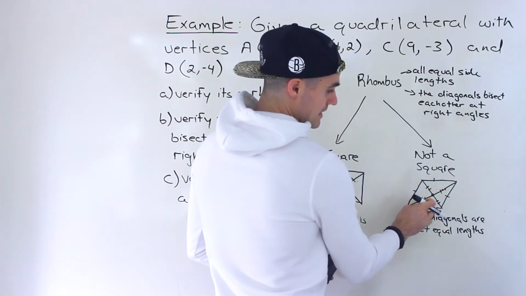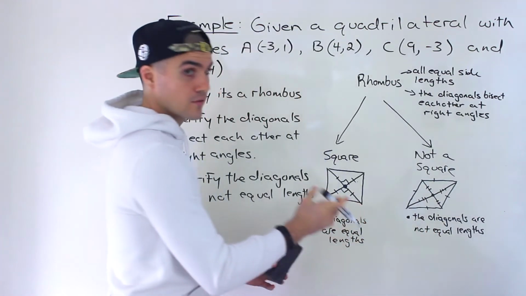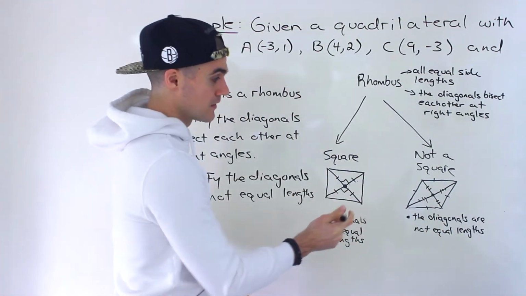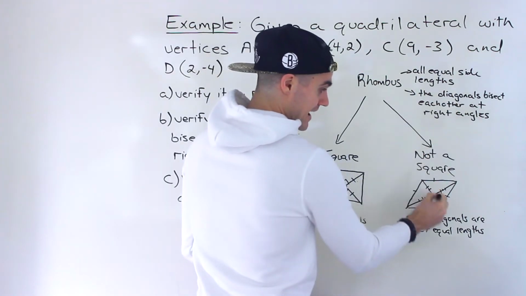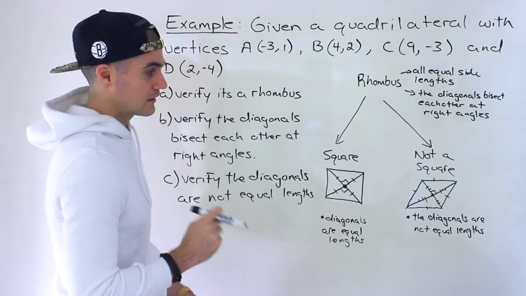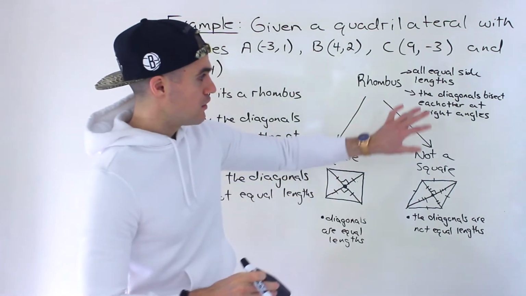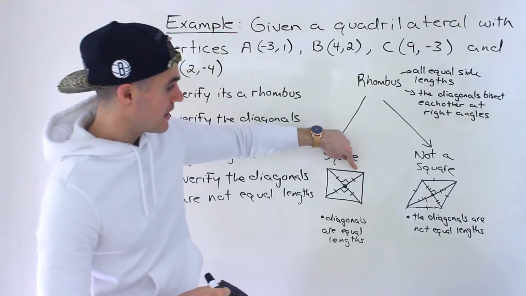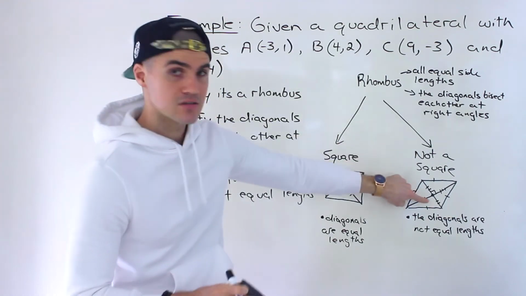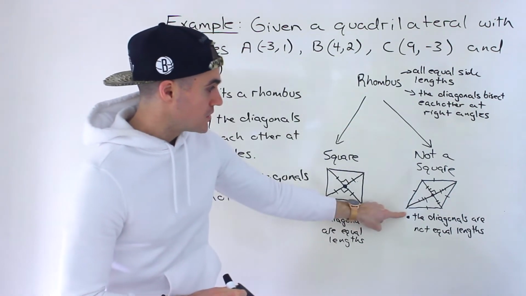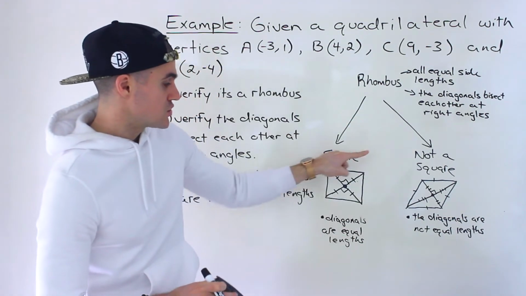But this length and this length are not necessarily, or they're not for sure going to be the same if we're dealing with a rhombus that's not a square. But it's still going to bisect each diagonal at a right angle, like that. So this general property holds for both. Okay, it's bisecting the diagonals at right angles.